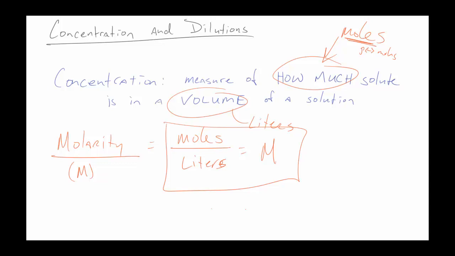If we rearrange that and multiply liters off of both sides, we end up with a very important variant of this. Let me go ahead and switch my pen color here. We end up with molarity times liters is equal to the number of moles that are present.